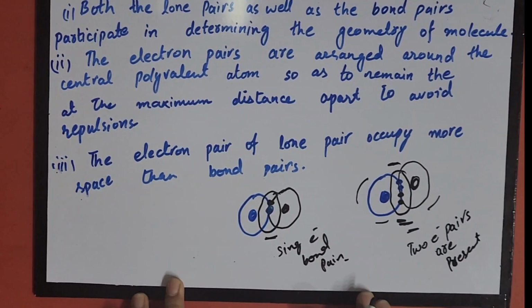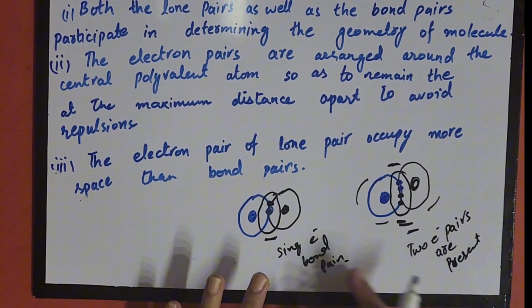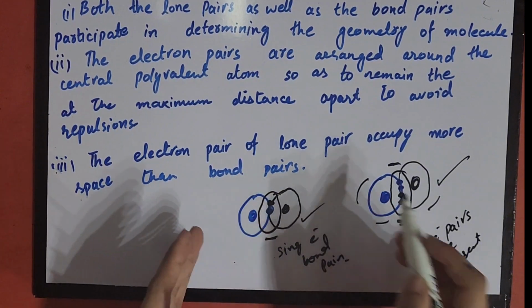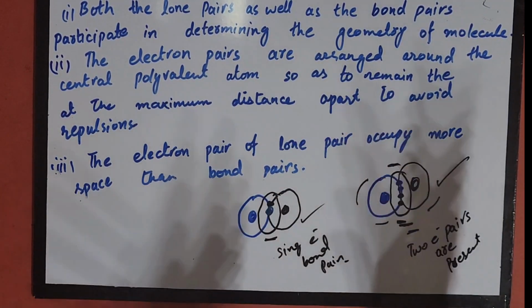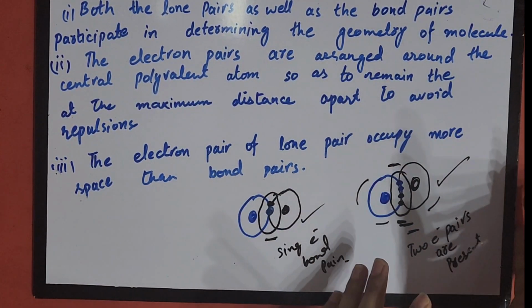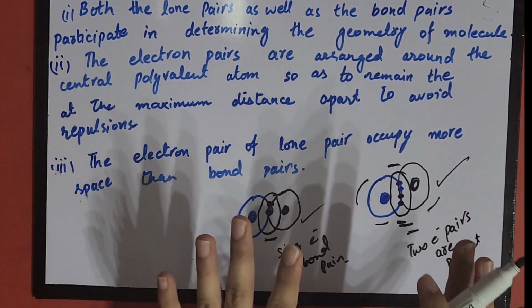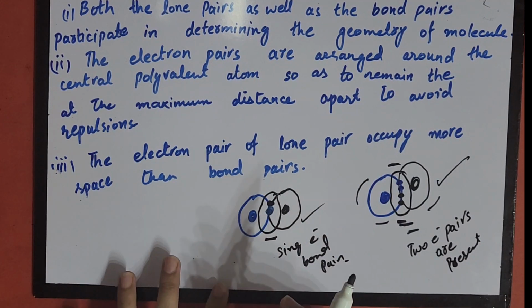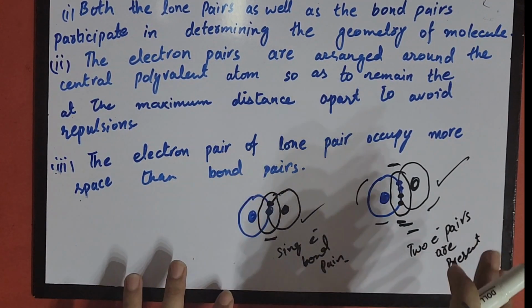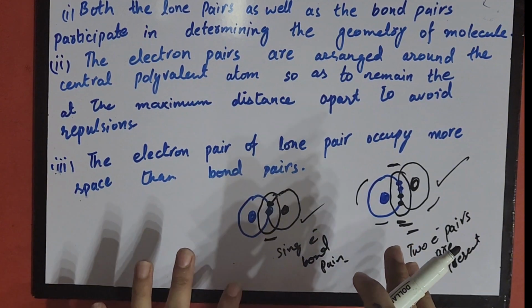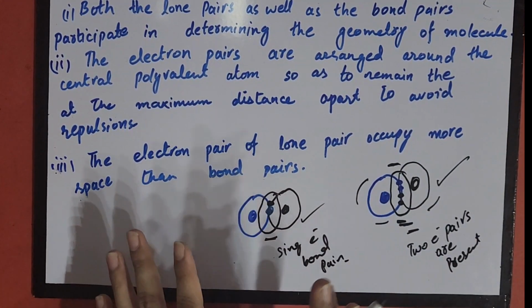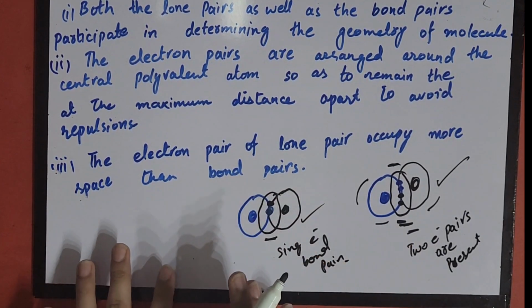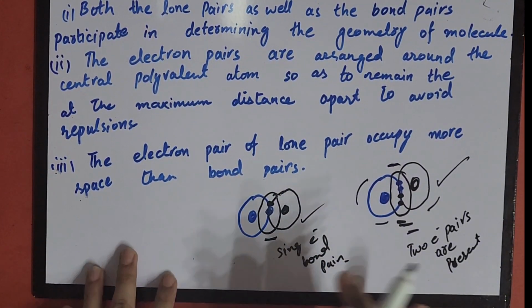So what is the result? Geometry will not change. If it has a single bond pair, double or triple electron pairs, the geometry will remain the same. But what will change here? Because they tend to occupy the same region, that's why there is no change. Alright, so I hope you get this point.